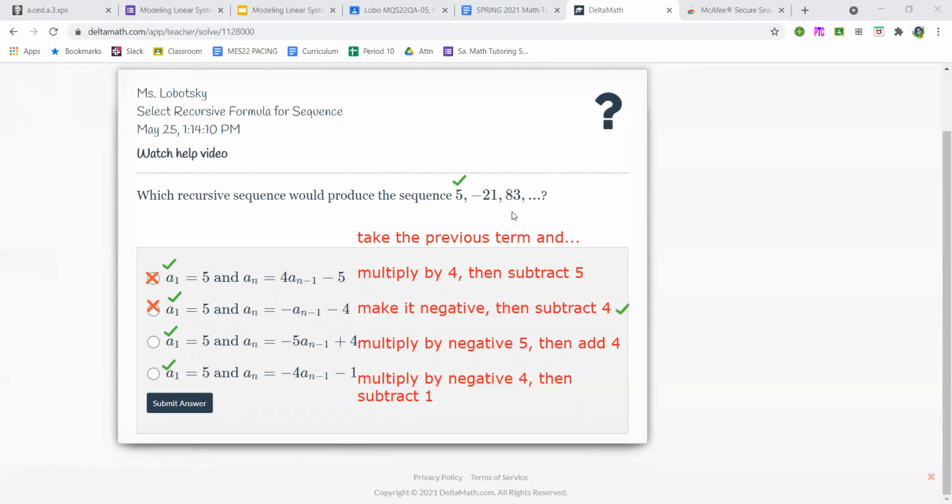Okay, but now it has to work for the next one. So now we need to look and say, okay, well, let's do it to -21. This one. So this works for the first term to go to the second term, but does it work for the following one? So now let's say, okay, well, -21 times -5 plus 4. That's -105 plus 4. Nope, that doesn't work.